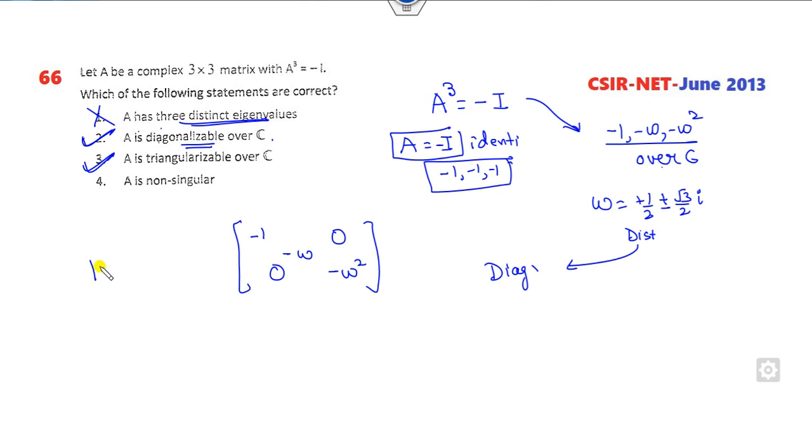Is it non-singular? What is the determinant of this? It is minus omega cube, which is minus 1, which is non-zero, so it is non-singular. So the right answer is 2, 3 and 4.